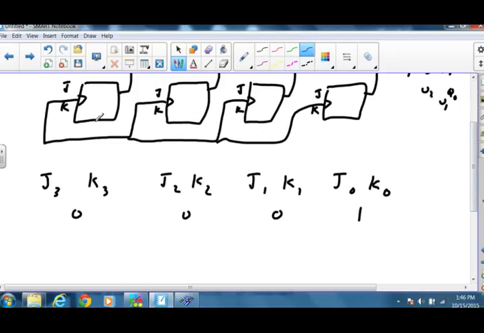Okay, so I'm going to take the reset inputs down here. I'm going to make this one a 1, this one a 1, this one a 1, and they become a 0. I'm going to make them a 0. I'm going to make this one a 0, this one a 0, and they become a 1. They reset. This guy, the reset becomes a 1. The set, on the other hand, is going to be a 0. This set's going to be a 1. That set's going to be a 1. That set's going to be a 1.